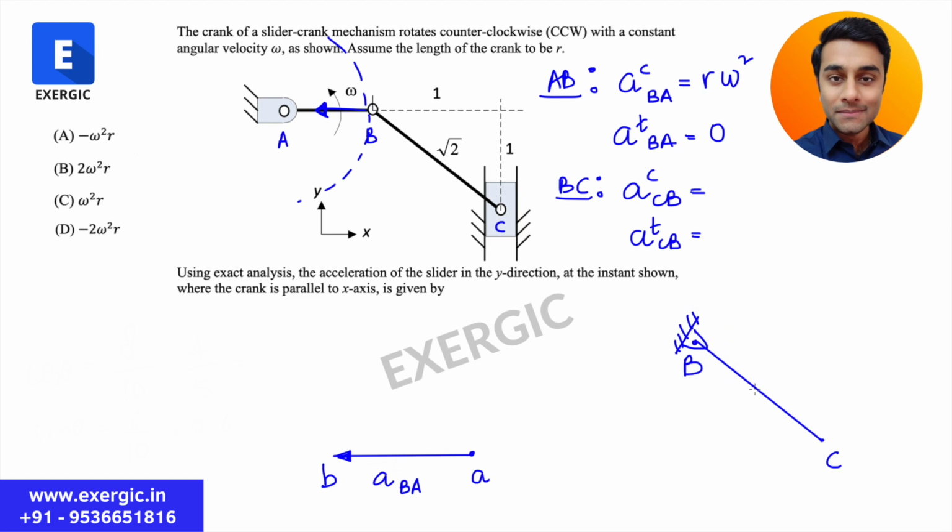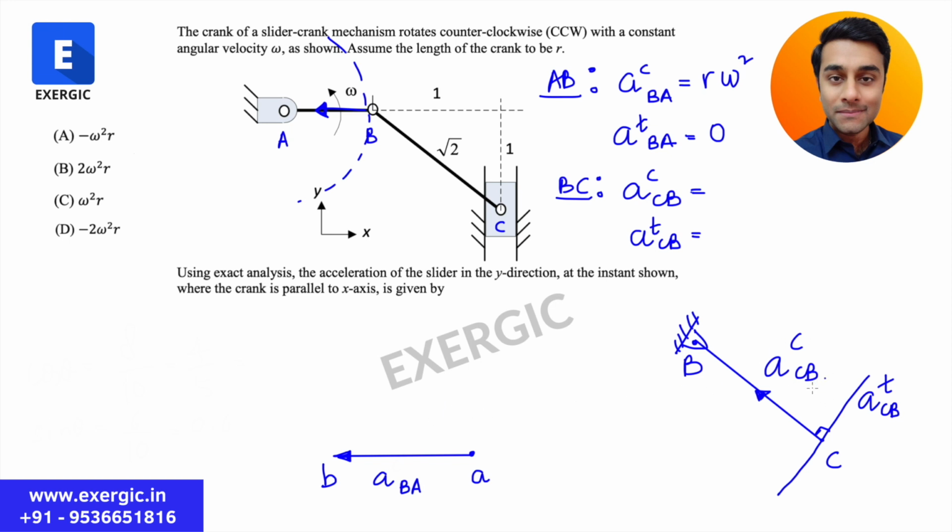So the centripetal acceleration of C with respect to B is going to be in this direction, right? It will clearly be the acceleration of C with respect to B and not B with respect to C. Okay, this is the direction of that. And the tangential part will be drawn perpendicular to this. That also we know, this is the tangential acceleration of C with respect to B. Correct? Now let us try to plot these two values of acceleration on the acceleration diagram.